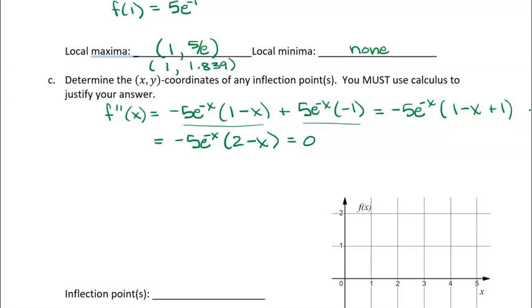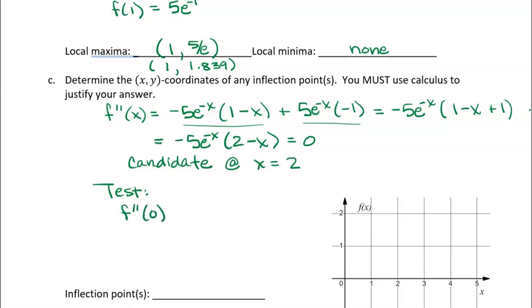So I have a candidate for an inflection point at x equals 2. Remember this negative 5 e to the minus x can never be 0, just like we've talked about before. Now, just because I have a candidate, that does not mean that that's an inflection point. I have to test it. So let's test it. We're going to test for a change in concavity, right? That's how we find an inflection point. We have the candidate, and we just want to test the concavity to the left and to the right of 2. So I'm going to use the second derivative.